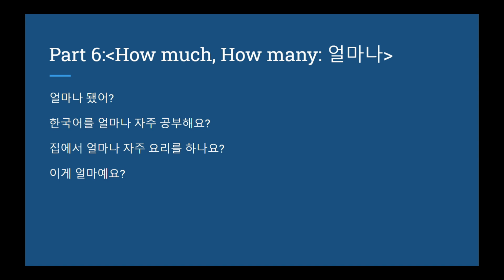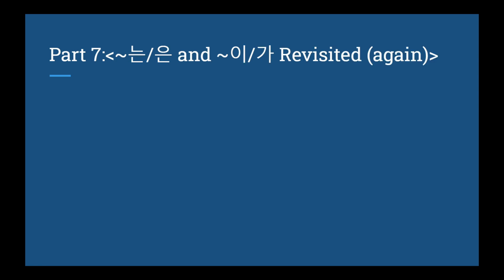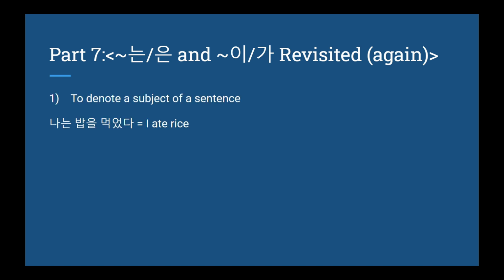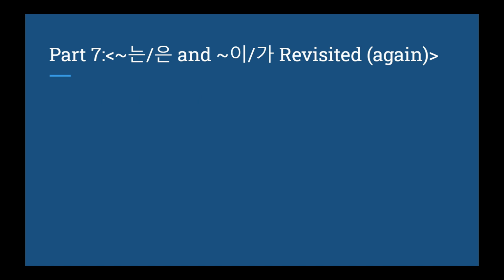Okay, now the moment we've all been waiting for, some more on 는, 은, and 이, 가. Let's start off with 는, 은. What I'm going to do is I'm going to list all the usages that we've learned. And you can see that the first one of both is kind of similar. So the first one is to denote a subject of a sentence. 나는 밥을 먹었다. I ate rice.